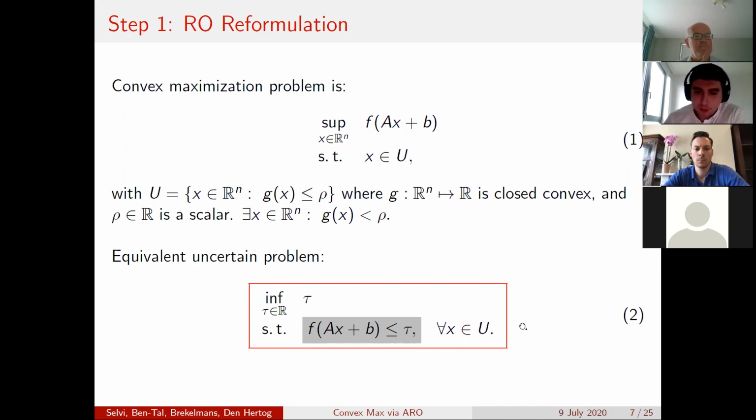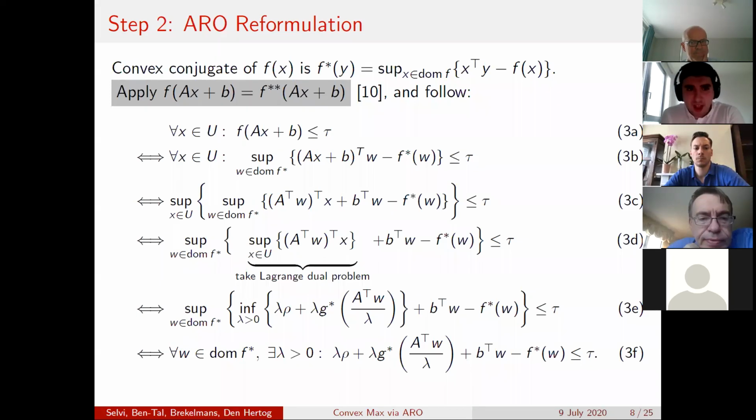But now problem 2 is a robust optimization problem because for all x in U, x can be interpreted as an uncertain parameter, and the main constraint here is convex in terms of the uncertain parameter. This is a semi-infinite constraint, so this is still hard. But in the next step, we derive the adjustable robust optimization reformulation. So just to remind you, the convex conjugate of f is denoted as f star of y, which is a maximization problem of a linear term minus the function itself.